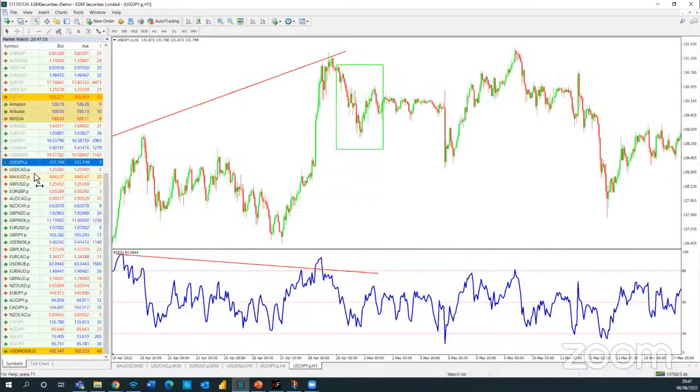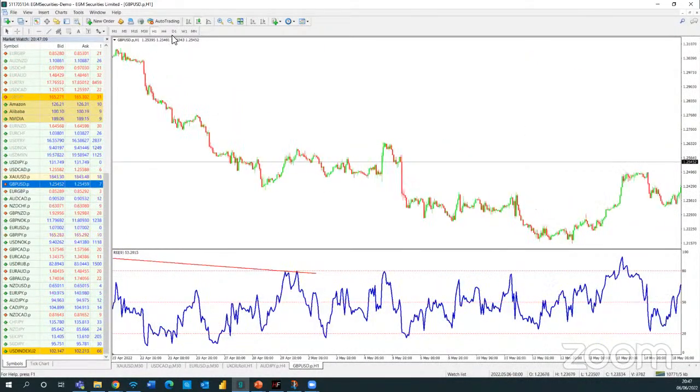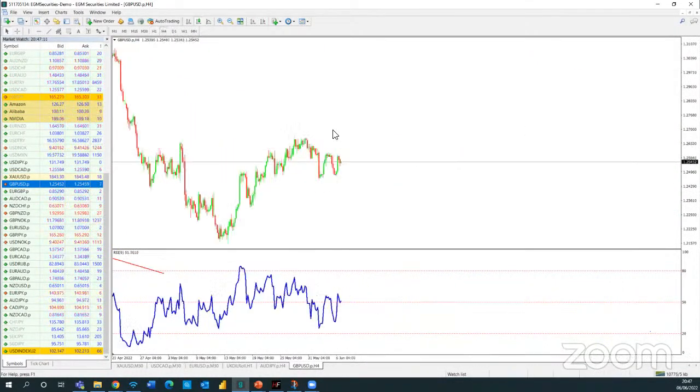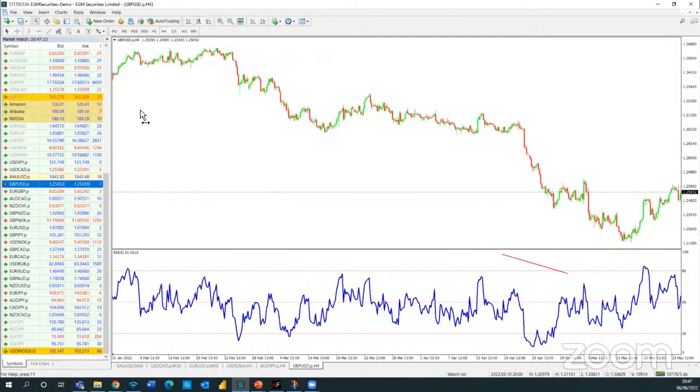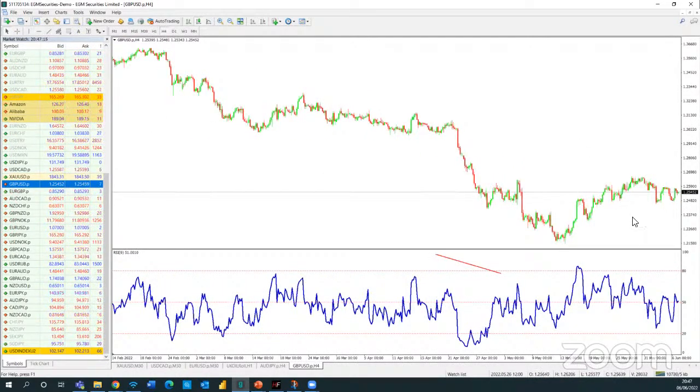Let's keep on scanning. I want to add pound USD. Let's see whether we can find something on 4 hours. Sam, once you see anything, just let me know. Right. A question though, what would be the best time frame to start spotting potential divergences and trend reversals?